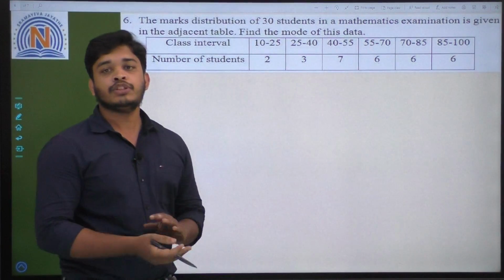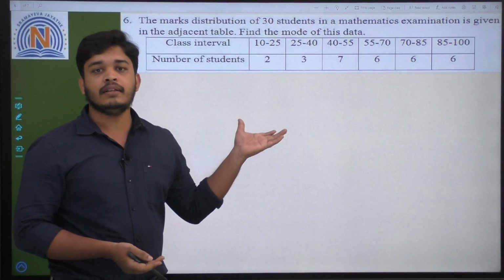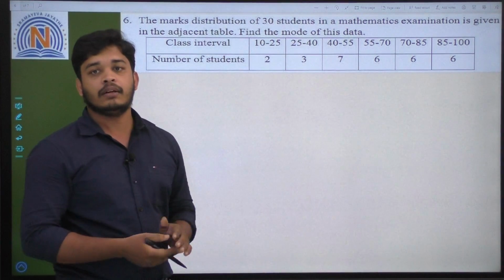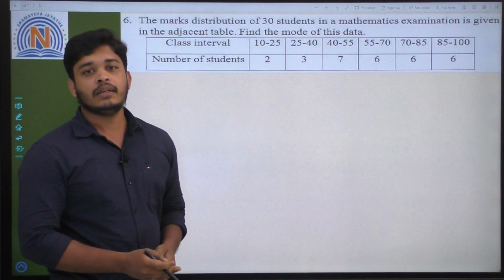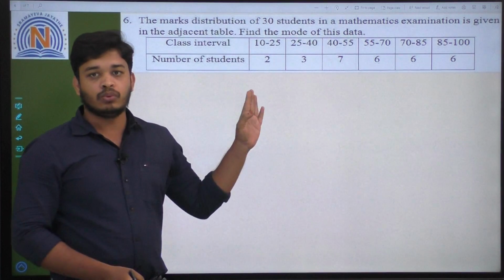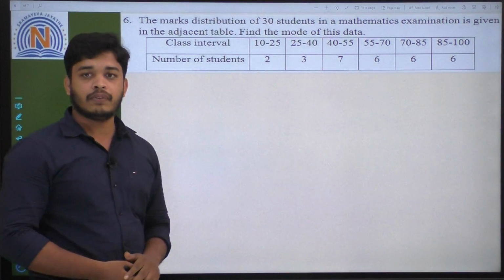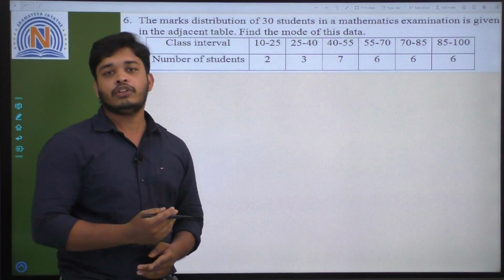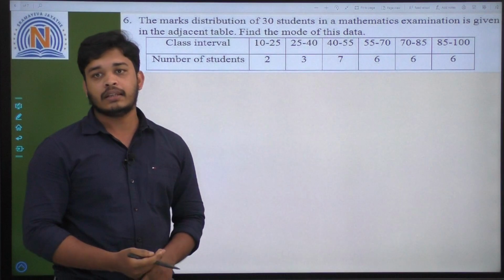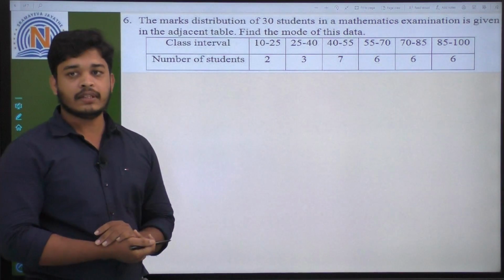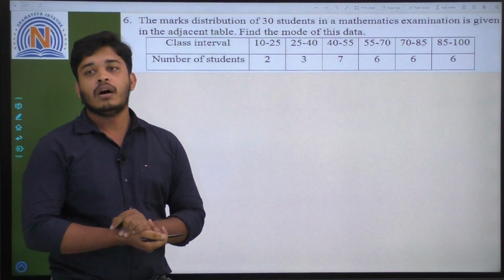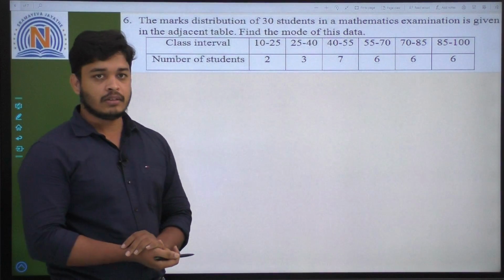Here the marks distribution of 30 students is given. The given data is for a distribution of marks of 30 students in an examination. The marks between 10 to 25 is 2 members, 25 to 40 is 3 members, 40 to 55 is 7 members, 55 to 70 is 6 members, 70 to 85 is 6 members, and 85 to 100 is 6 members.